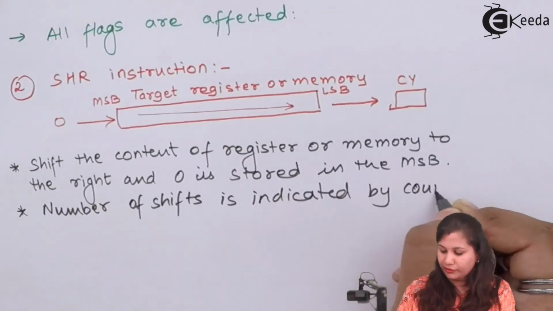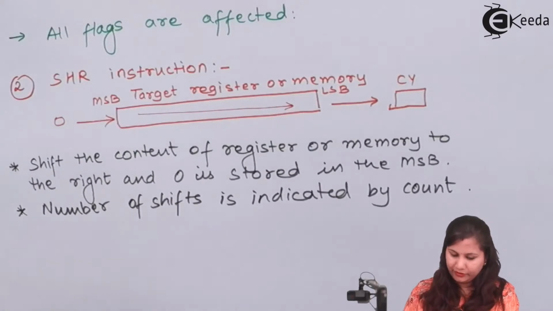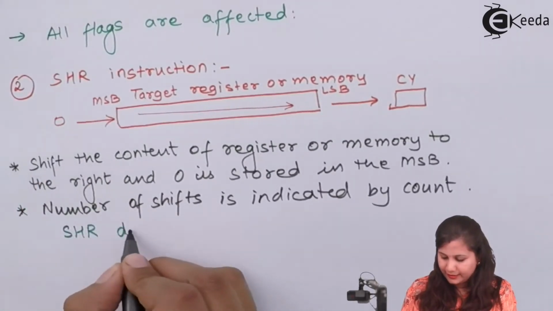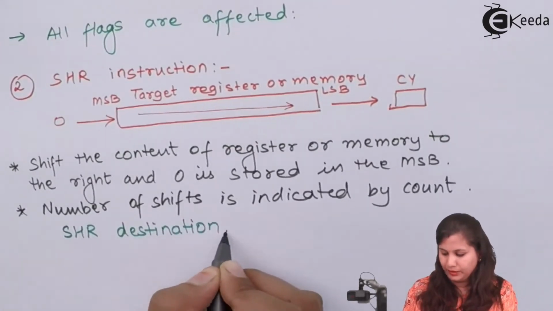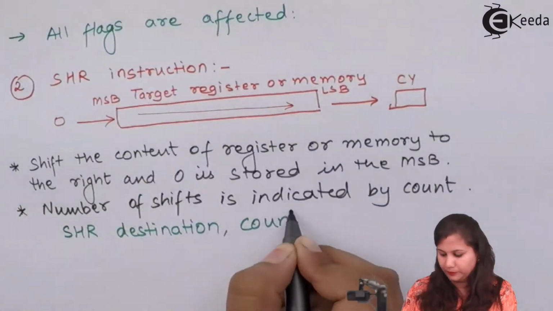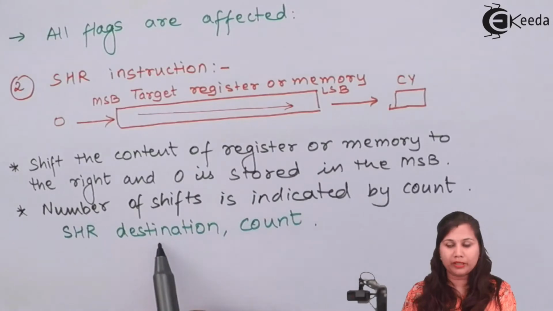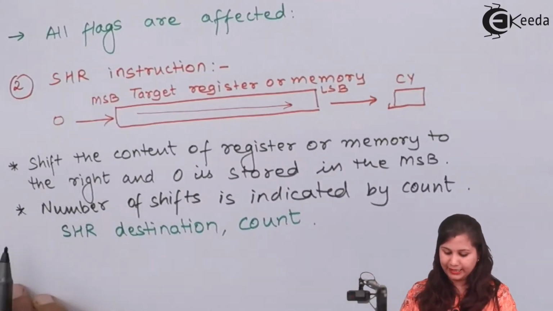So if we see the general format of the instruction SHR, we are going to write SHR, then destination, comma, count. So destination will be either a register or memory location, and count will be the number of shifts. Let us take an example.